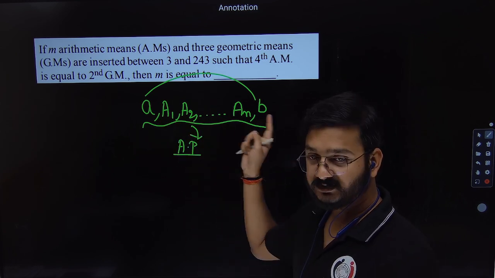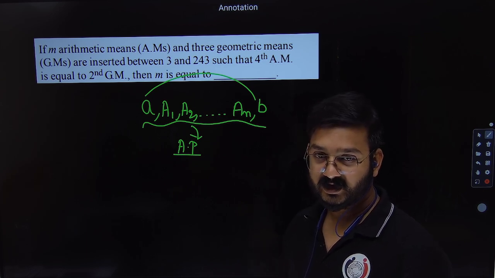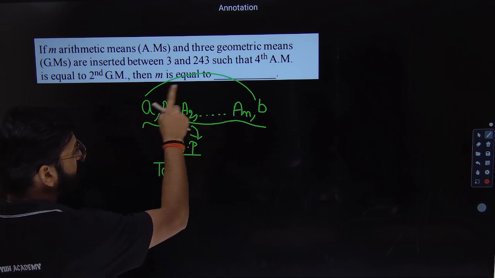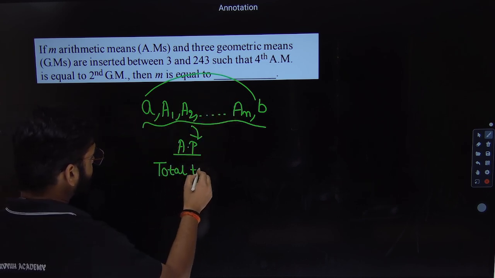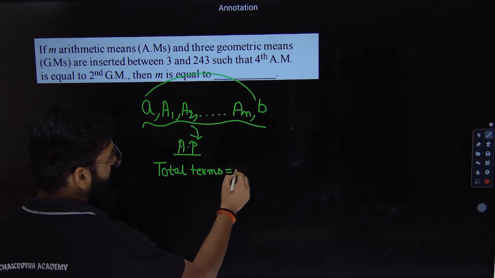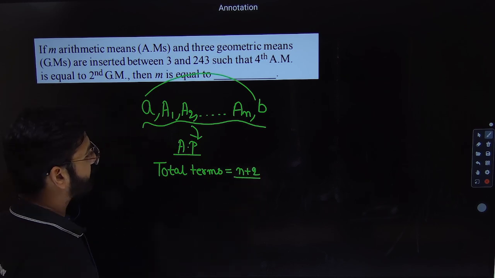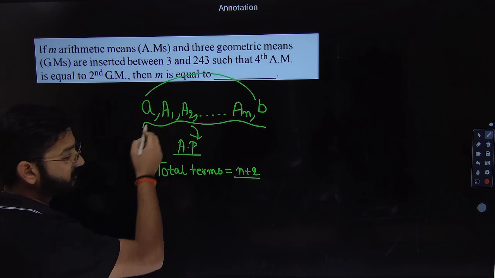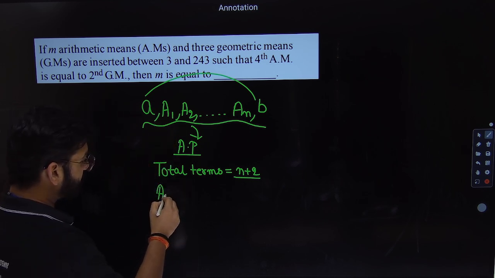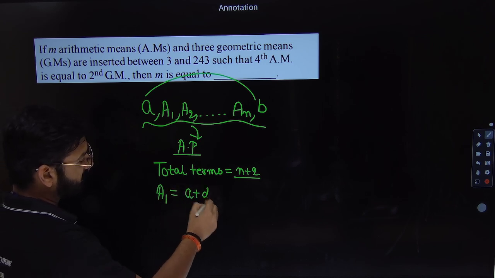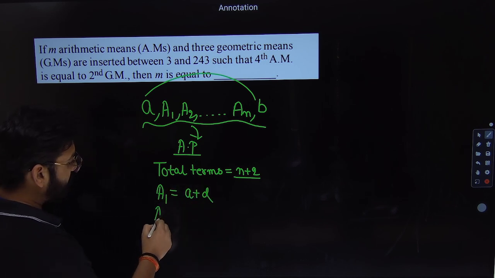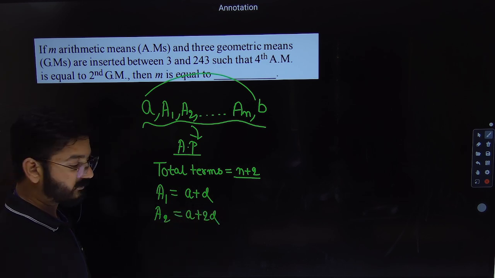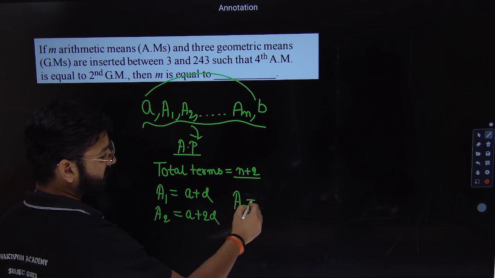Now, how many terms are in this AP? N plus 2. So total terms, if you count, n means plus the two numbers, are n plus 2. If I ask you to find the second term, what is the second term? A1. So A1 will be equal to how much? A plus D. What will be A2 equal to? A plus 2D. So with the same logic, what will be the nth arithmetic mean? A plus nD.